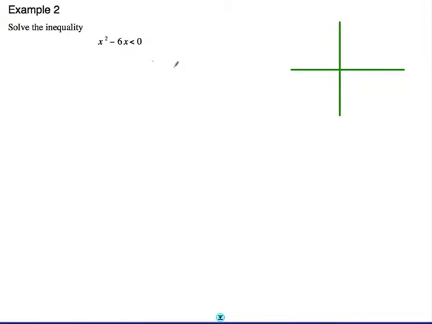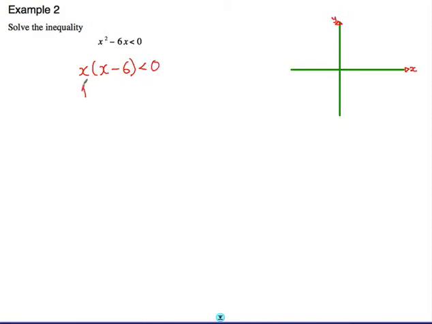The next thing you want to do is find a root. So where does it cross our x-axis? We need to factorize this expression, and to do this, because we have x as a common factor on both terms, all we need is a single bracket. And that would be x, bracket x minus 6, and that is less than 0.